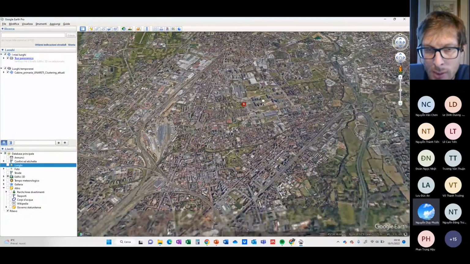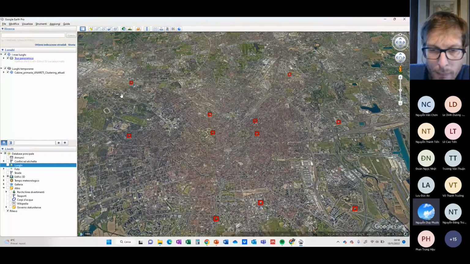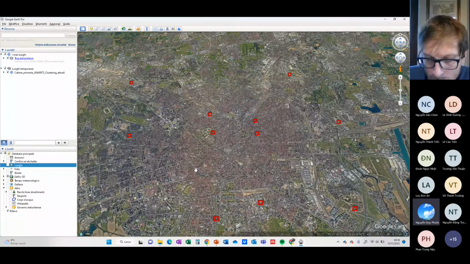So the answer was more or less 10 primary substations. Okay. 100 is a much huger number. The second question is how many secondary substations do we have in Milano? 100, 1000, 10,000. Please try to guess.